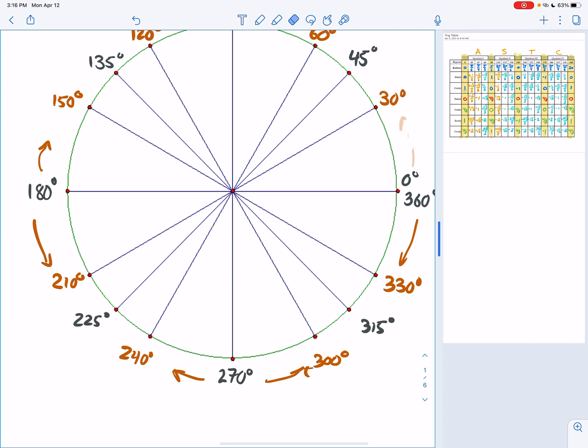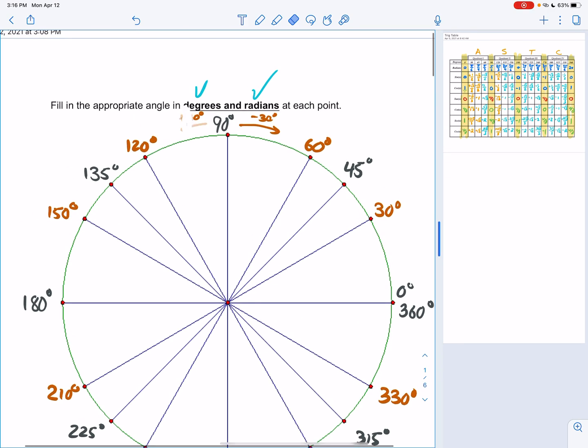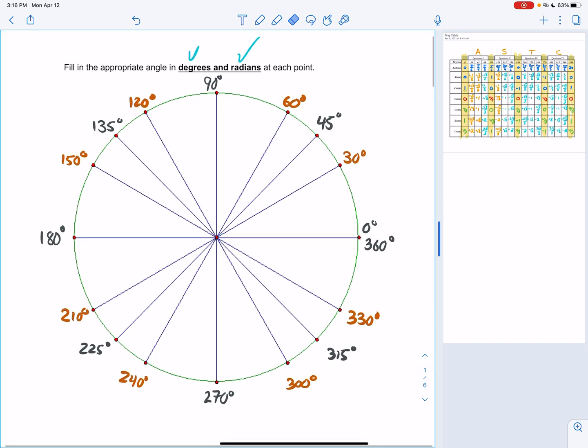Let me go ahead and clean this up a little bit so that you can see what you just did or what you're about to do. Okay, so right there we have the 4 quadrantal angles. We have the 3 angles in each quadrant. That's a total of 3, 6, 9, 12, 16 points. Okay, so these are your special angles.